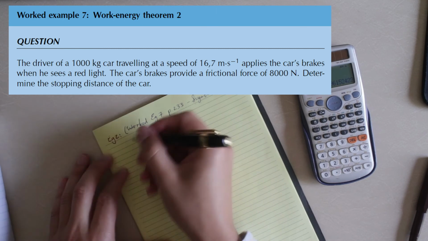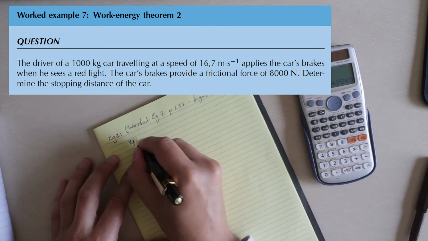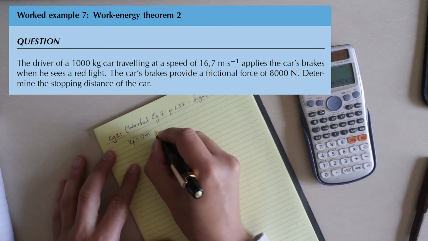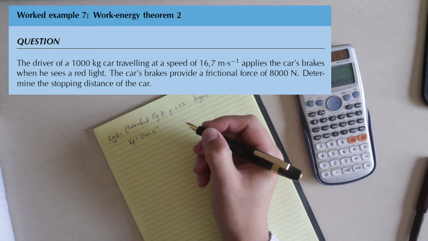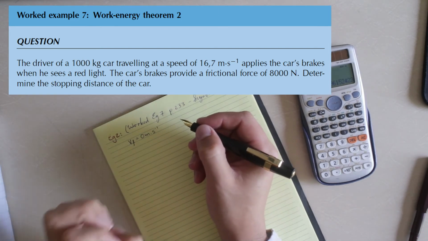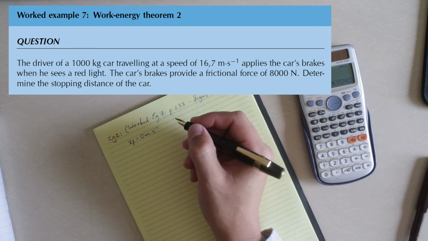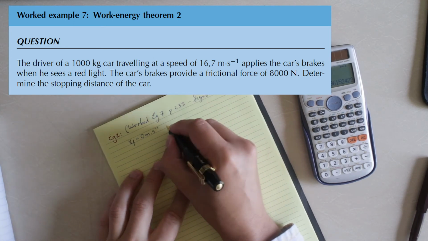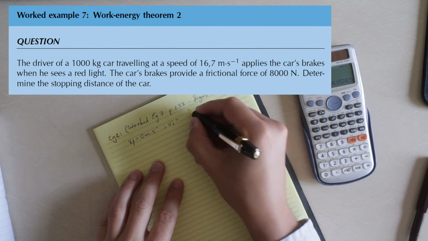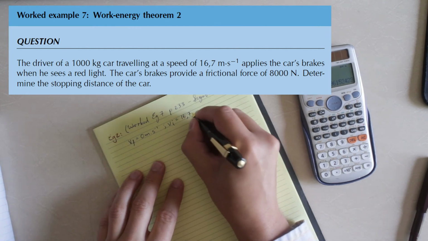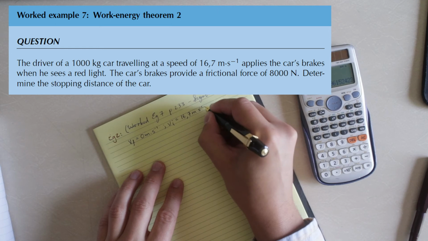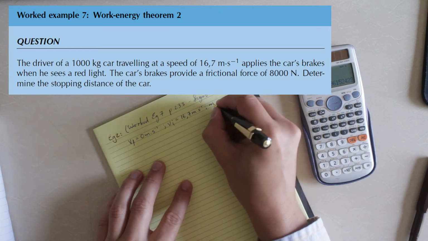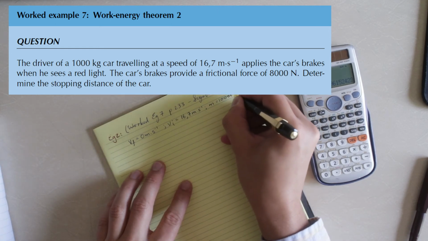So let's get started. Let's list the values that we have. We know that the vf is going to be 0 meters per second, because we're interested in the stopping distance. Stopping means my velocity is equal to 0. My initial velocity is going to be 16.7 meters per second. That's also given. And then the mass is 1,000 kilograms.